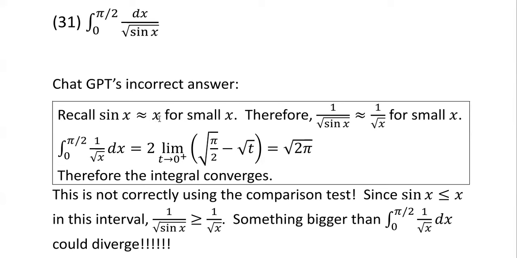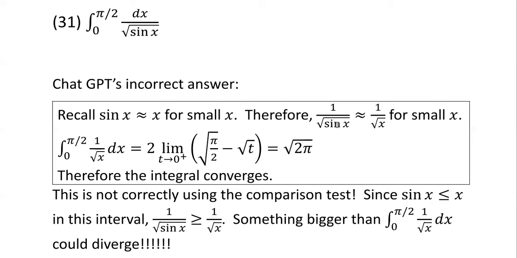Okay, so now ChatGPT says evaluate this improper integral from 0 to pi over 2, 1 over square root x dx. You find that it converges. And therefore, since you approximate the integral, our original guy, as 1 over square root x, your thing converges as well. This doesn't use the comparison test properly.